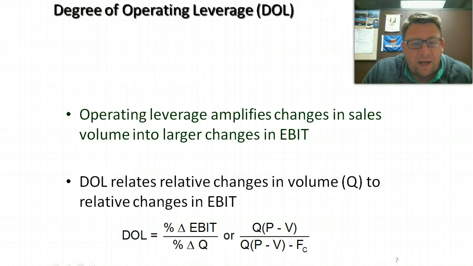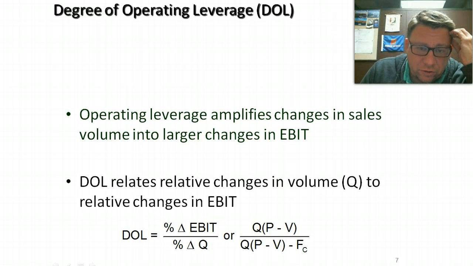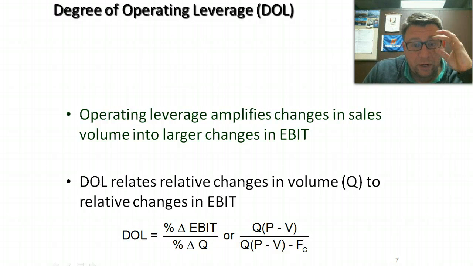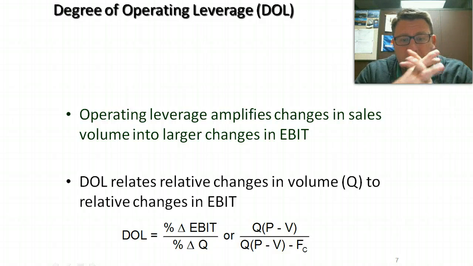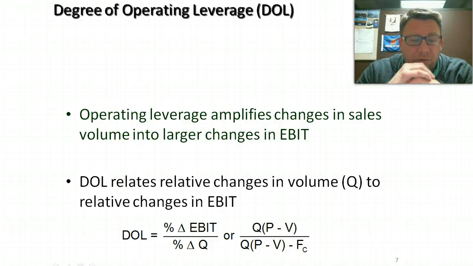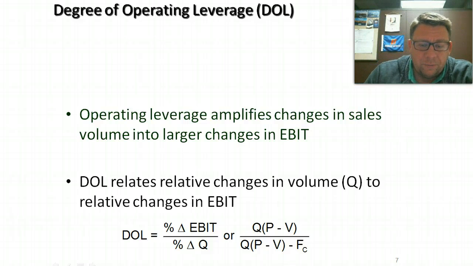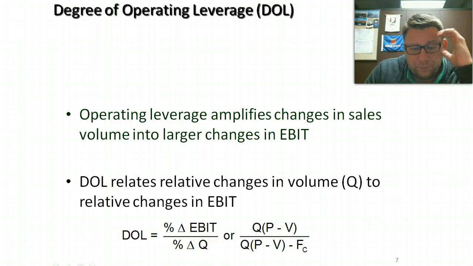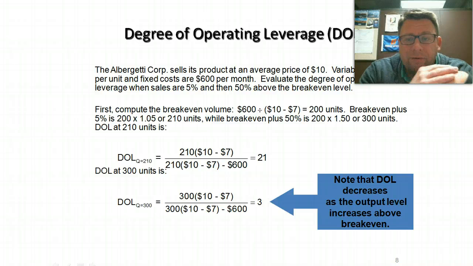One of the things you're going to have to calculate is the degree of operating leverage. The operating leverage amplifies the changes in sales into changes in EBIT, or again, the degree, so the degree change. So degree of operating leverage relates to changes in volume as it relates to changes in EBIT. You can see that formula there. And we have an example.